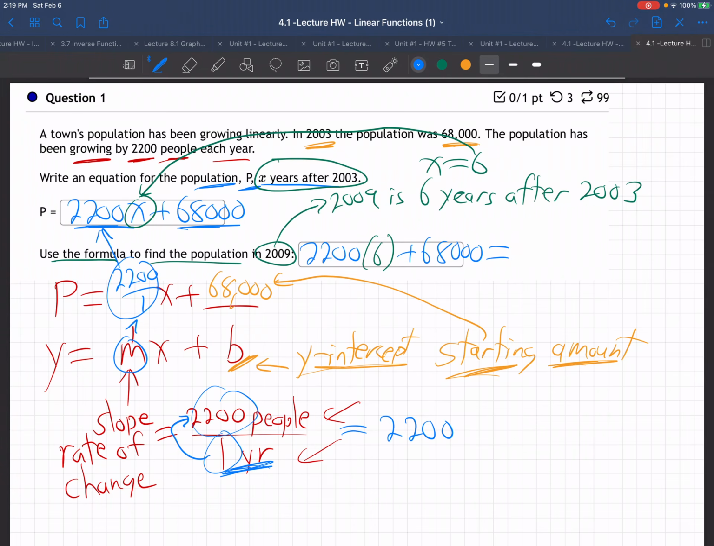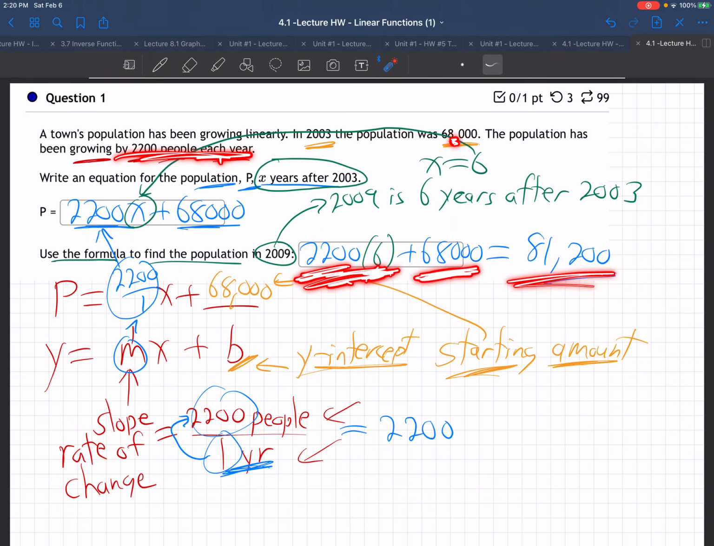Which equals, if you just hit the buttons on your calculator, which I'm going to do right now too: 2,200 times 6 plus 68,000. I'm getting 81,200 people. So the town starts off at 68,000 people in the year 2003, but it's going up 2,200 people a year. So by 2009, 6 years later, it'll go up 2,200 people 6 times. That makes sense, right? 6 times 2,200 added to the original 68,000 people is 81,200 people.